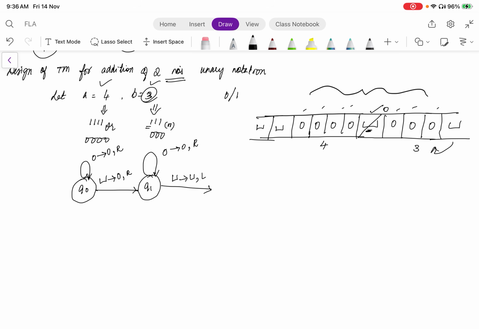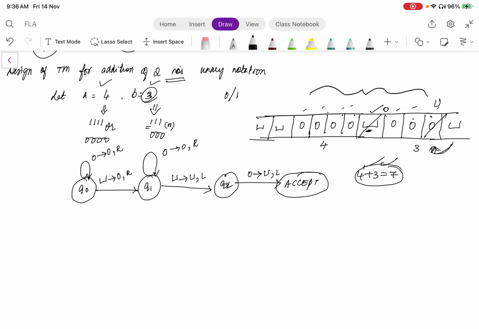So what is 4 plus 3? It is 7, right? How many zeros you have here? 1, 2, 3, 4, 5, 6, 7, 8 zeros you have. So you have 1 zero extra. So you move one step left, change the 0 to blank space and accept the string. Q2, change the 0 to blank and move one step left and accept the string. So this is the logic for all additions.